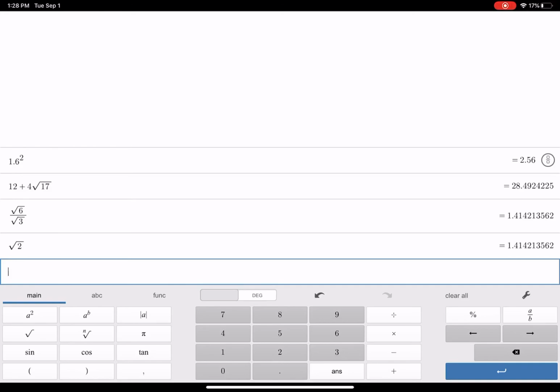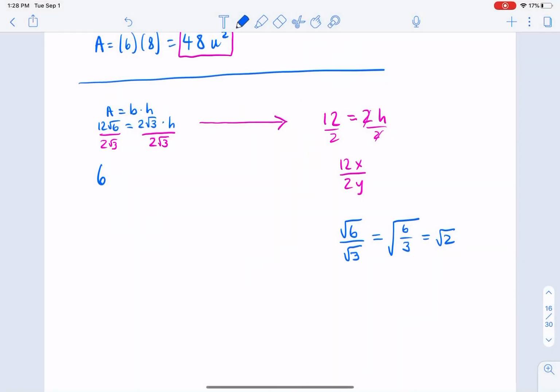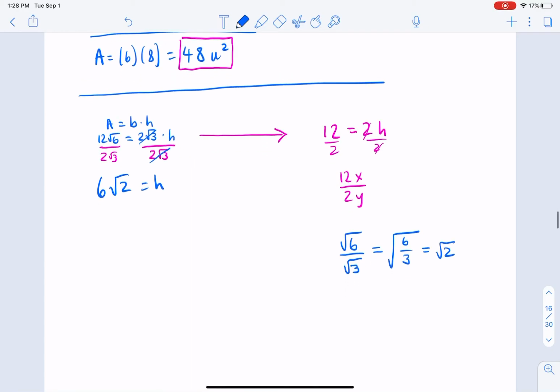Okay. All right, so coming back to our problem, this is the square root of 2 is equal to, and on the right-hand side, 2 square root of 3 divided by 2 square root of 3, that's 1. They cancel out. It's any number divided by itself. It's equal to h. And I might flip this around and make this h is equal to 6 square root of 2, and then I need to think about units here.